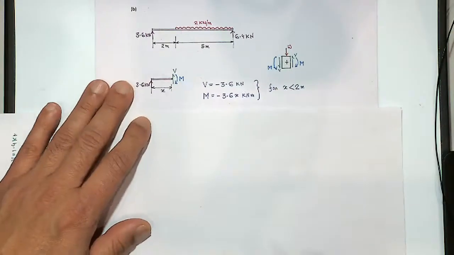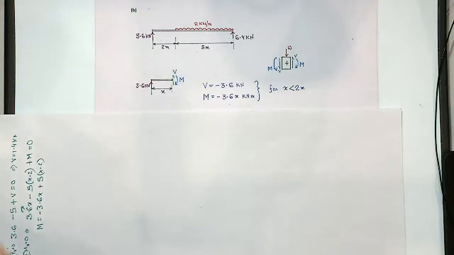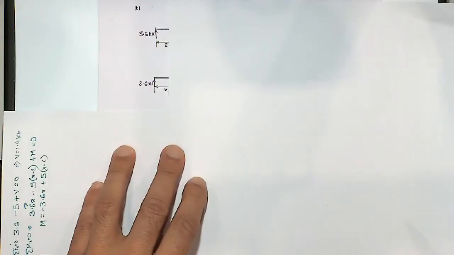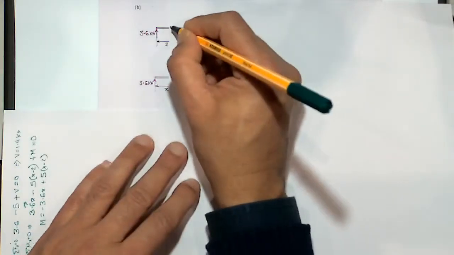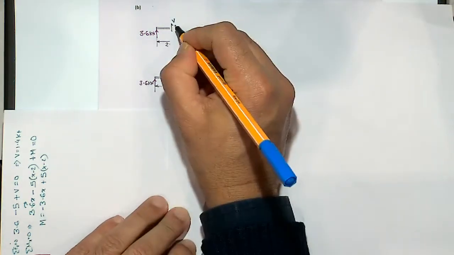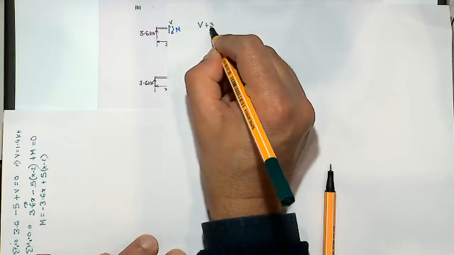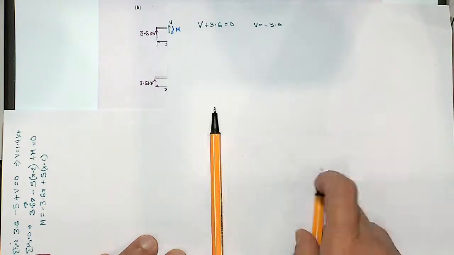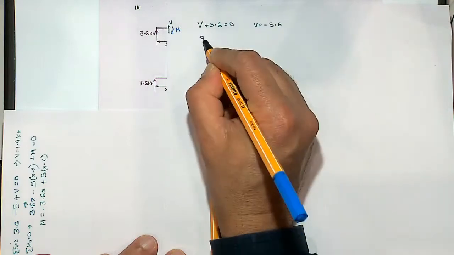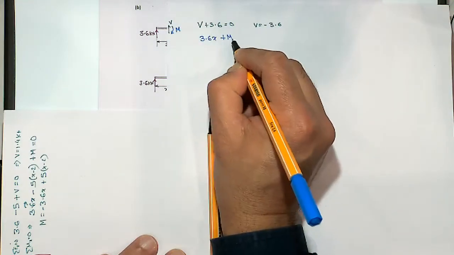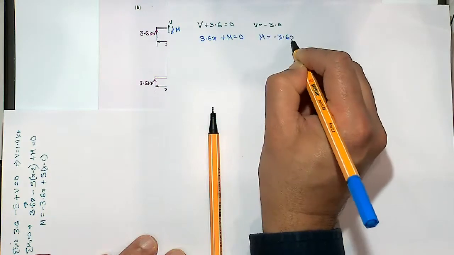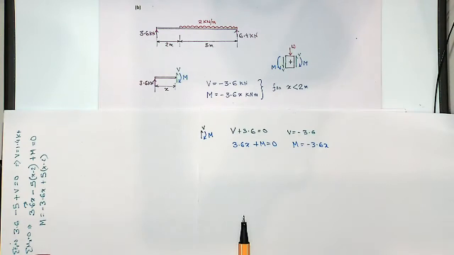So if I take a section up to here, say before the load starts, then I'll have a shear force at any point like this. So that's V. And I'll also have a bending moment, which is M. Now what would be those expressions? So if this distance is x from the left hand side, V plus 3.6 is equal to 0. So V equal to minus 3.6. And what about M? Now 3.6 will create a clockwise moment. So 3.6 times x, and M is also clockwise, equal to 0. So that would give M equal to minus 3.6x. So in fact that is what we get for x less than 2.